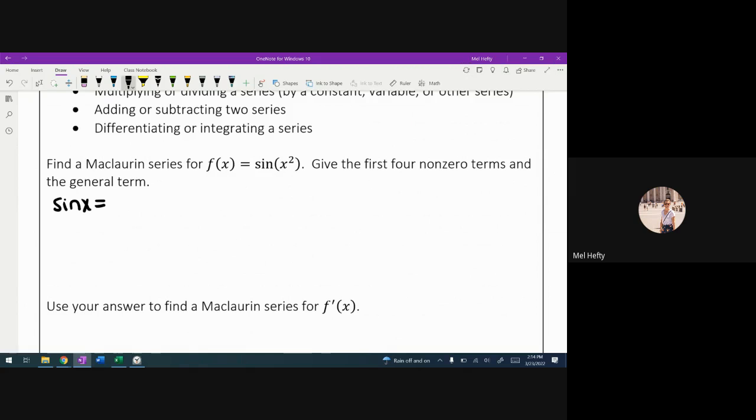So was that the even or the odd one? The odd. So we start with x minus x cubed over 3 factorial plus x to the 5th over 5 factorial minus x to the 7th over 7 factorial plus, leave some space, dot, dot, dot. And then our general term. We had our alternator. And the way we wrote odd numbers was that 2n plus 1 that Griffin gave us.